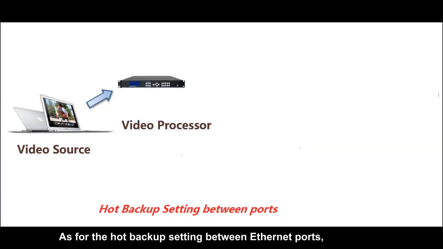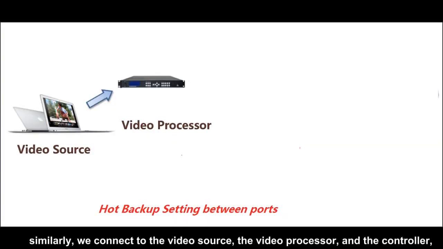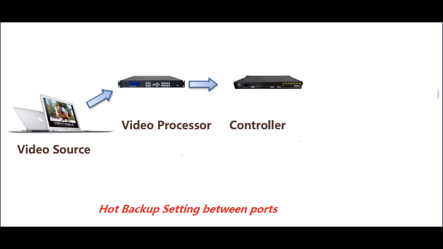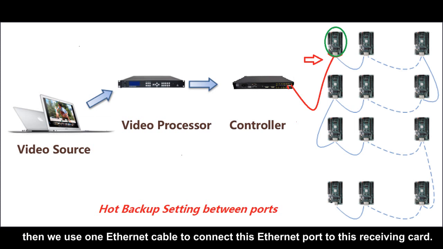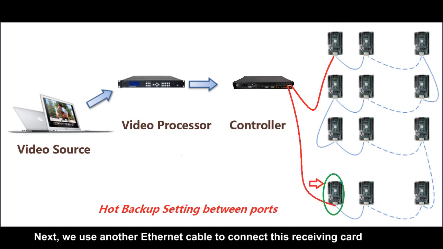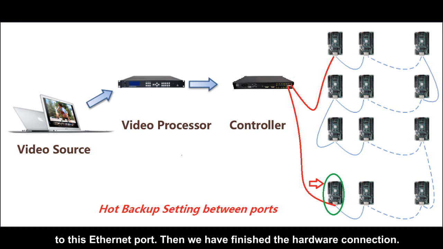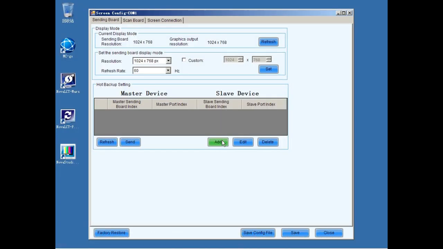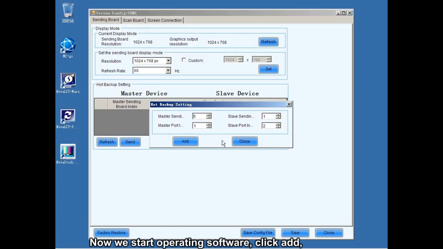As for the hard backup setting between Ethernet ports, similarly, we connect the video source, the video processor, and the controller. Then we use one Ethernet cable to connect this Ethernet port to this receiving card. Next, we use another Ethernet cable to connect this receiving card to this Ethernet port. Then we have finished the hardware connection.